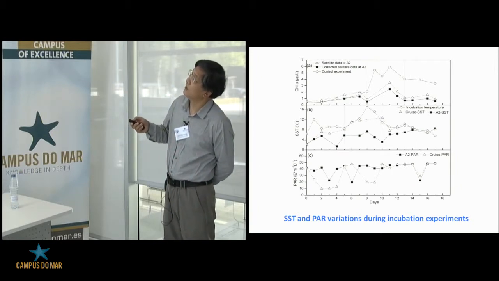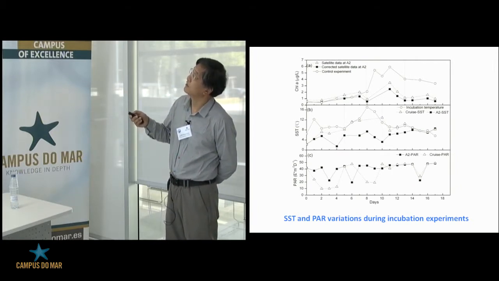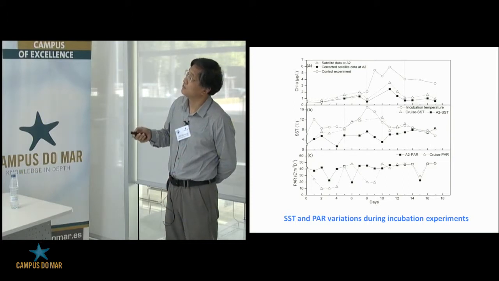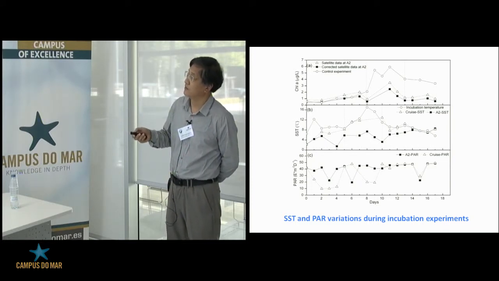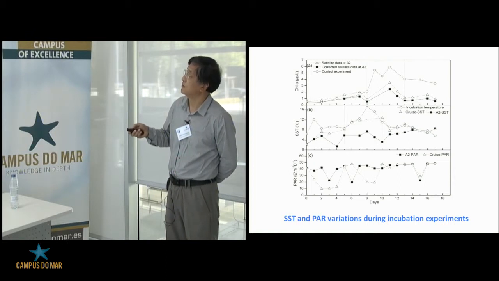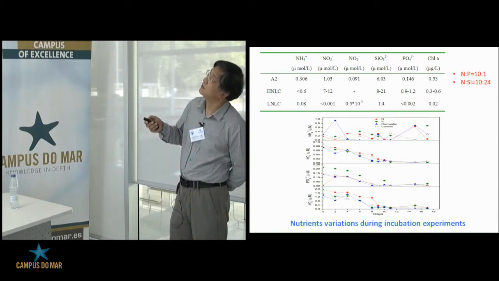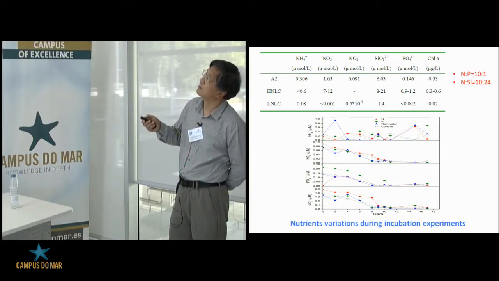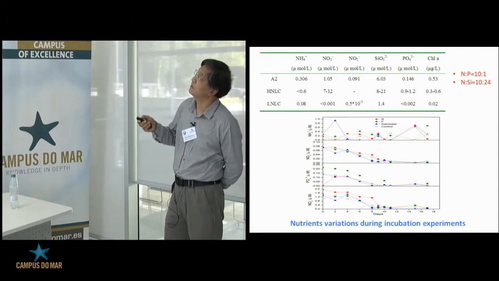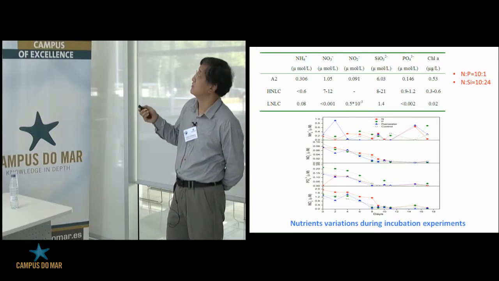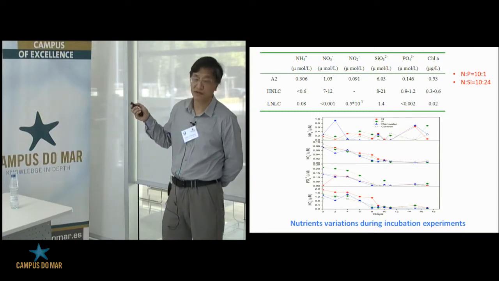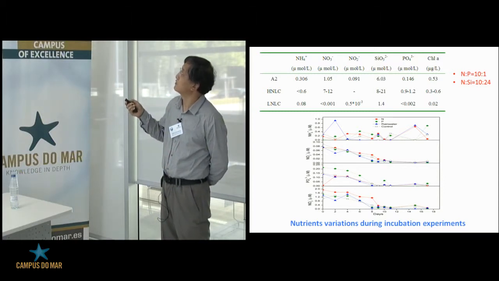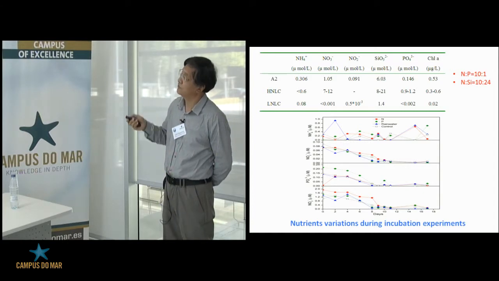So this is some data. This is chlorophyll, this is SST during this experiment, and this is the PAR for the experiment. This is our background of this experiment. So the nitrogen is just like this, the silicate, the phosphate, chlorophyll. So it's in the middle of HNLC and the LNLC. Here the ratio of nitrogen and phosphorus is 10, and the ratio of nitrogen and silicate is 10 to 24.